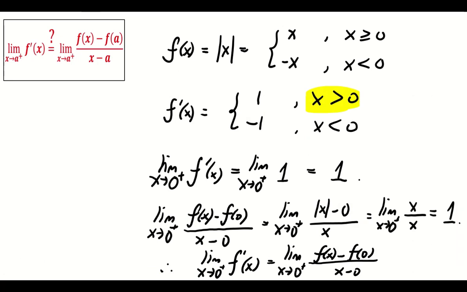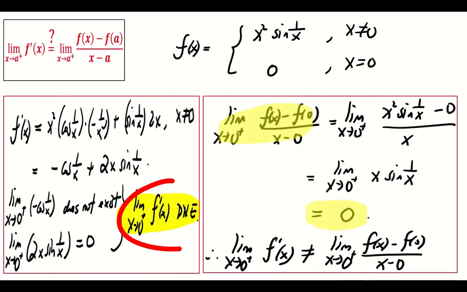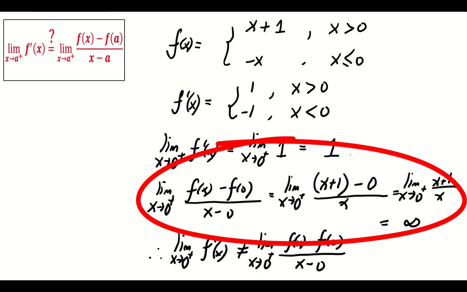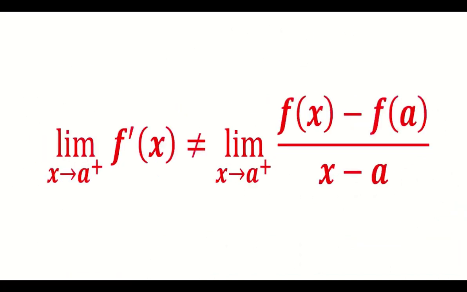Based on the three examples we have explored, it is possible for the values of these two expressions to be the same, but it is not always the case. Sometimes the limit on the left-hand side does not exist, and sometimes the limit on the right-hand side does not exist. So we conclude that, in general, they are not the same.